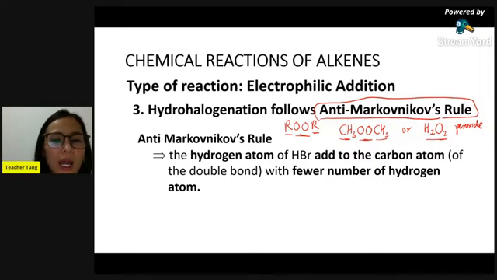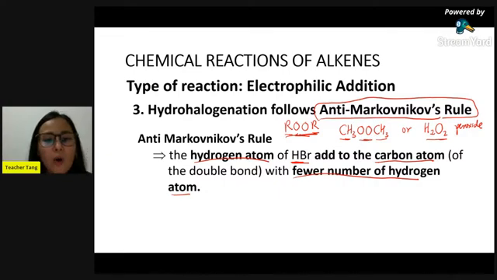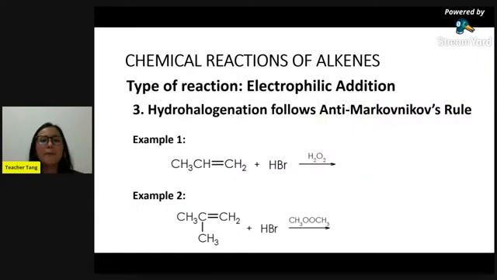Anti-Markovnikov's rule basically says that it's opposite to Markovnikov's rule. So when we add HBr with the presence of peroxide, the hydrogen atom of the HBr will go to the carbon with fewer hydrogen atoms. Opposite to Markovnikov's rule. For the anti-Markovnikov rule, we can only use HBr with the presence of peroxide, and the hydrogen of the HBr must go to the carbon that has fewer hydrogen atoms. Okay, so shall we look at the example?